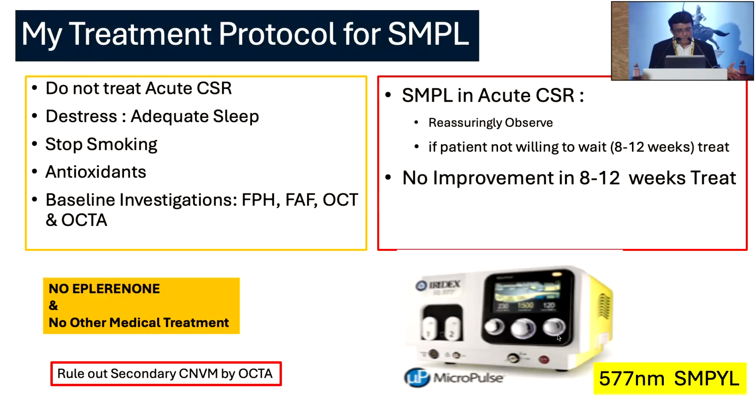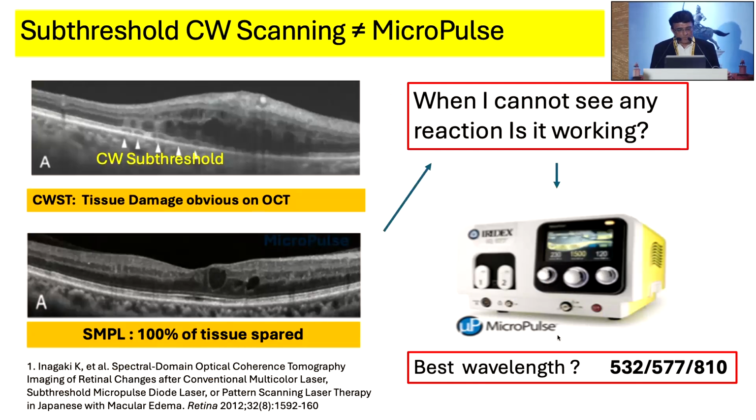So what is the treatment protocol for the subthreshold micropulse laser? I don't use it in acute CSR except in patients who are symptomatic and do not wish to wait for 3 months. There we have used it in some cases. We used it only in cases of chronic CSR.